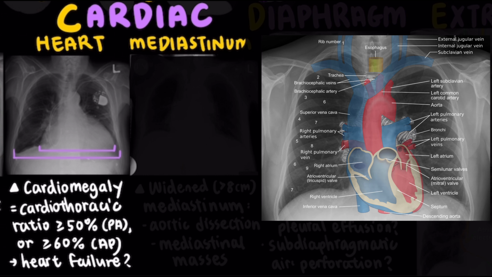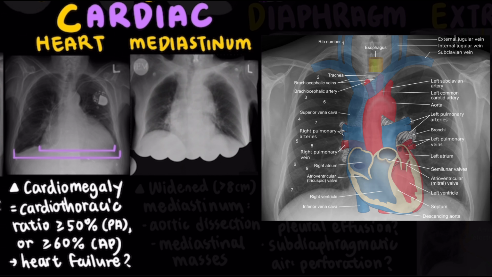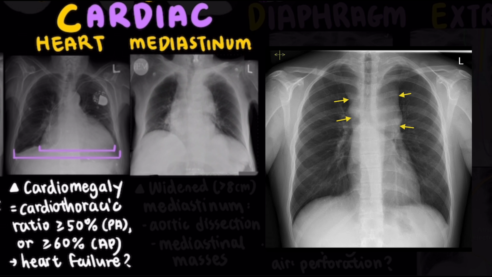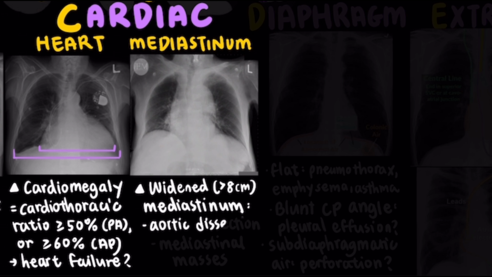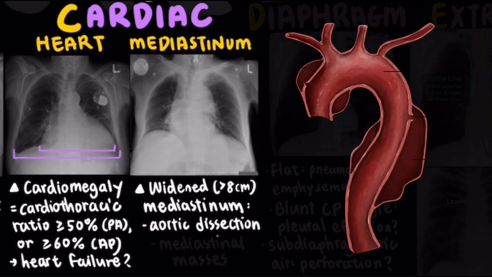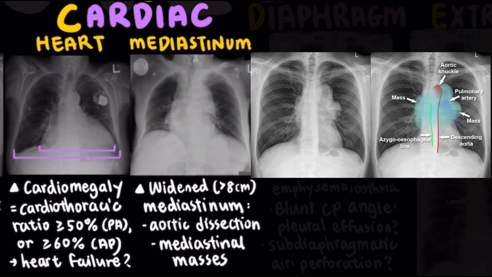Next, examine the mediastinum. That's the central area between the lungs, containing the heart, great vessels, trachea, and esophagus. A widened mediastinum, usually defined as more than 8 cm on a PA view, can suggest serious conditions like aortic dissection, which happens when there's a tear in the inner wall of the aorta, causing blood to split the layers of the vessel, or a mass such as lymphoma or thymoma.